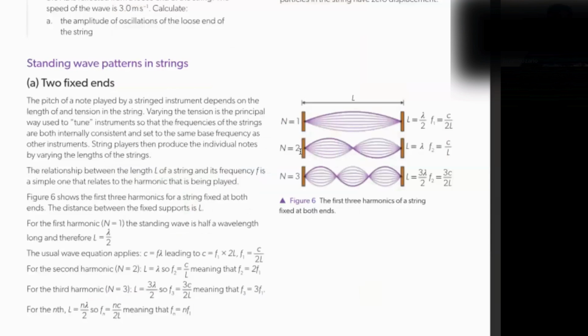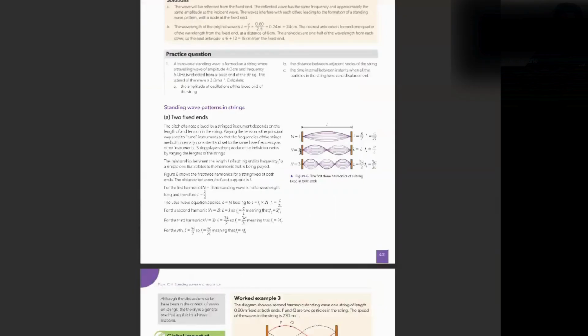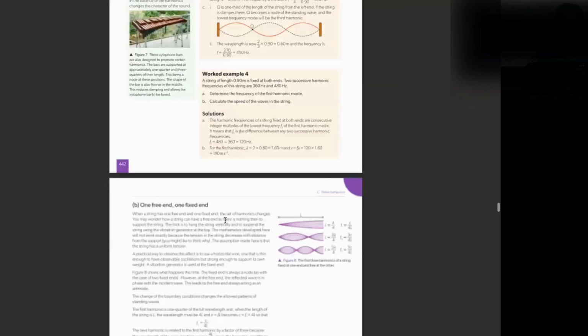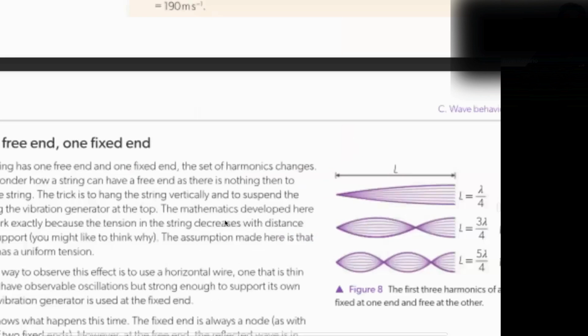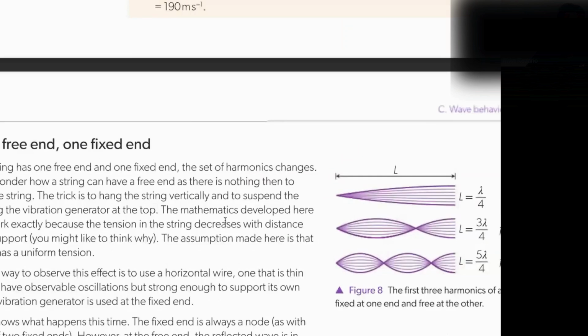Two fixed ends. Is that clear to you? All right, now let's go to the next boundary condition. See, I'm dealing with only strings, not with organ pipes yet. I'm dealing with only strings. In the next case, one free end and one fixed end. One is free, the other is fixed.